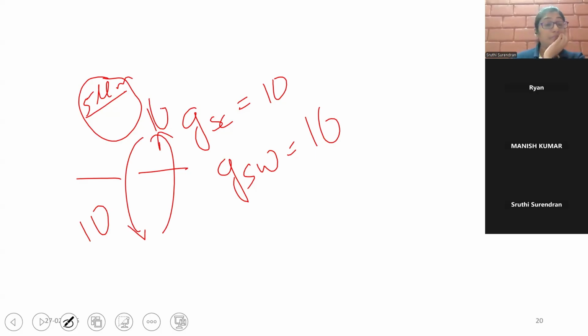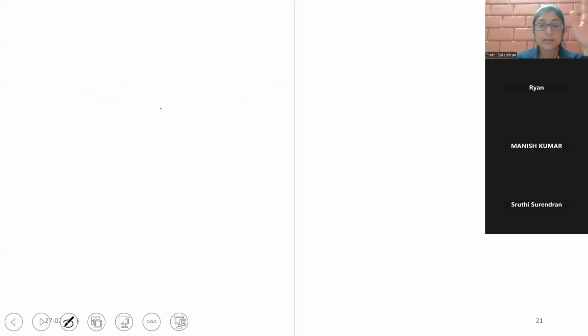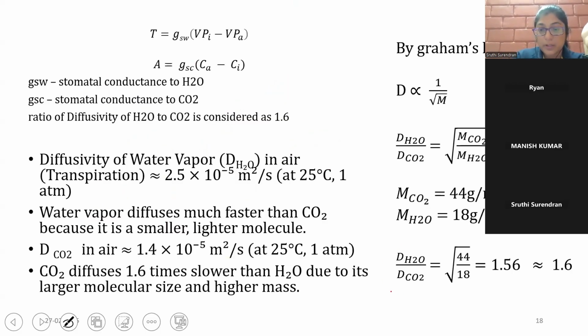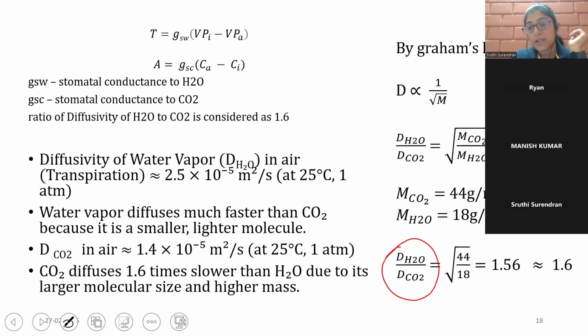Based on this relation between the diffusion of carbon dioxide and diffusion of H2O, this one value is very important. The diffusivity coefficient of H2O to CO2 is always considered as 1.6, and this relationship is used in multiple places when it comes to estimating the total conductance, the boundary layer conductance, and many types of conductance that result in these gases entering.